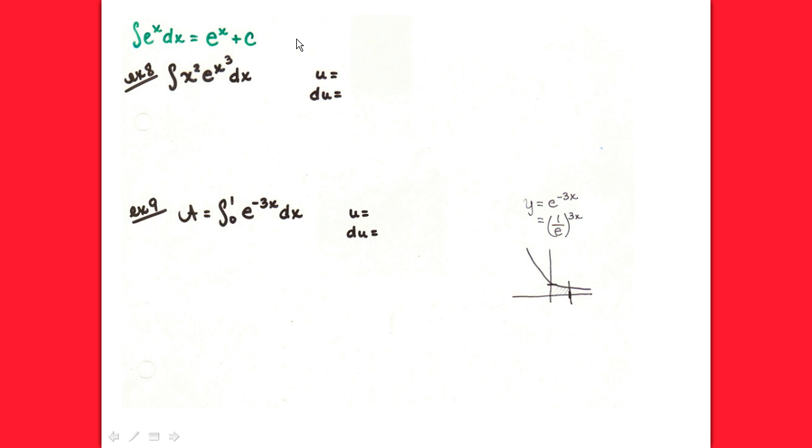All right, so look at example 8. I still have issues when I have a product because I don't have a product rule for integration. So I'm going to need to use some u substitution. What do you want to try? Because remember, this is just trial and error. What do you want to try?